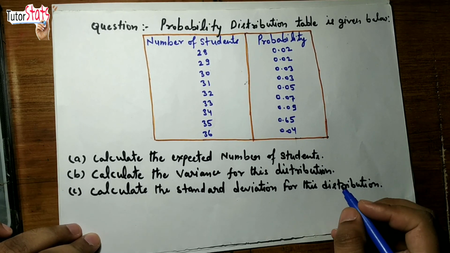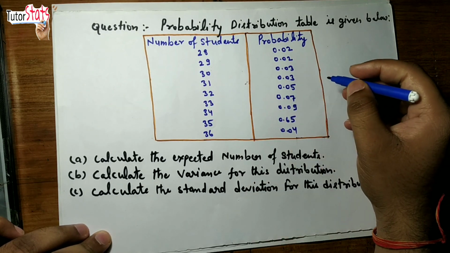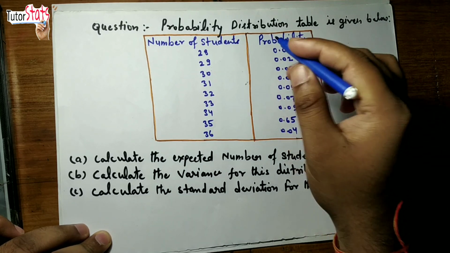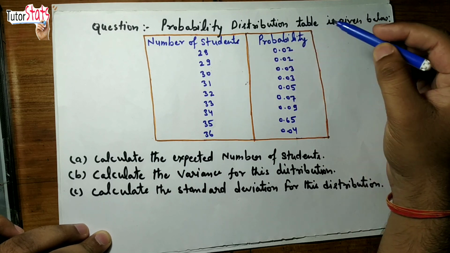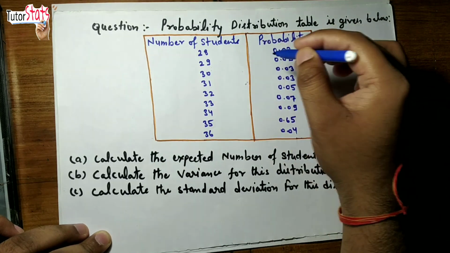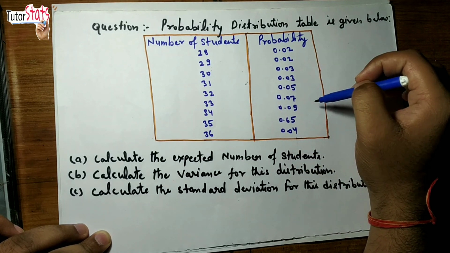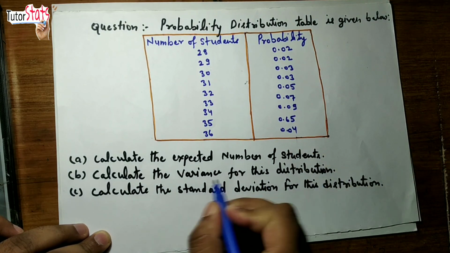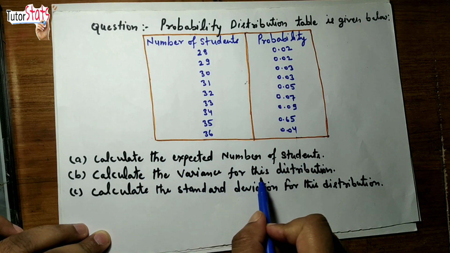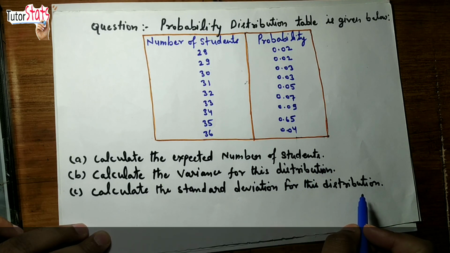In this video, I will discuss a problem related to probability distribution. In this question, we are given a probability distribution table. One variable is the number of students, and the other is probability. So we have a probability corresponding to each number of students. In this question, I will calculate the expected number of students, calculate the variance for this distribution, and calculate the standard deviation for this distribution.